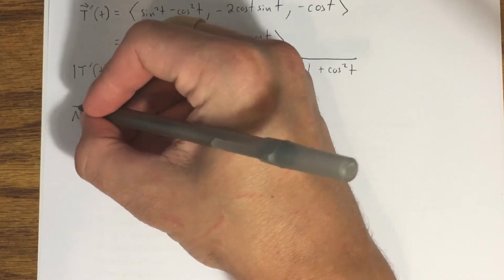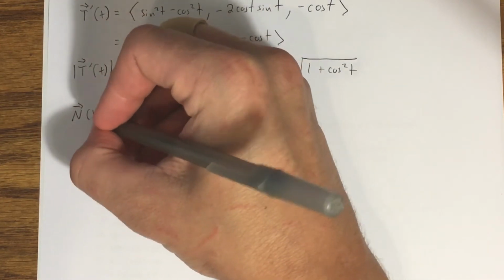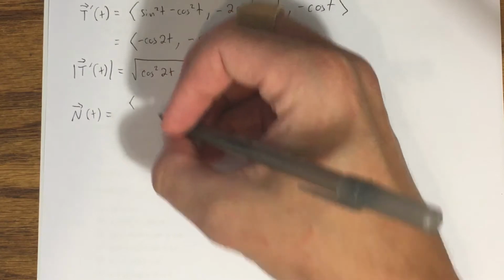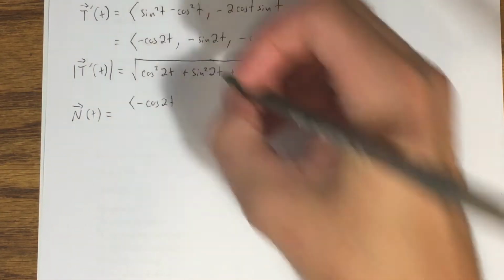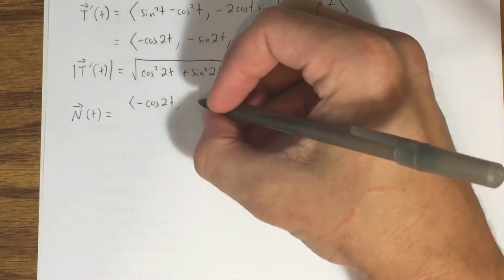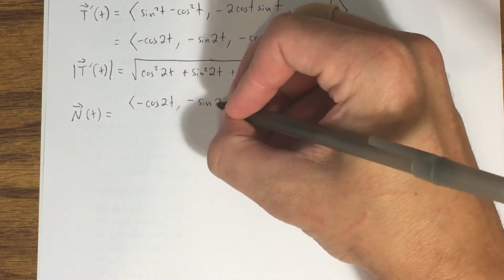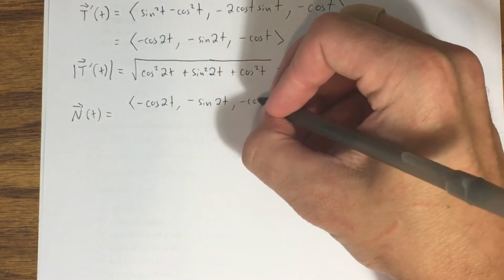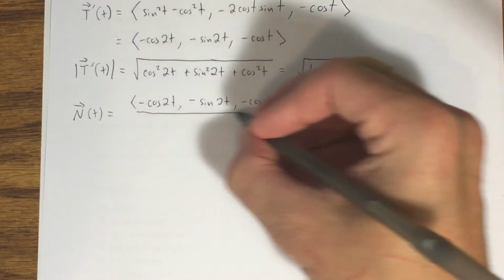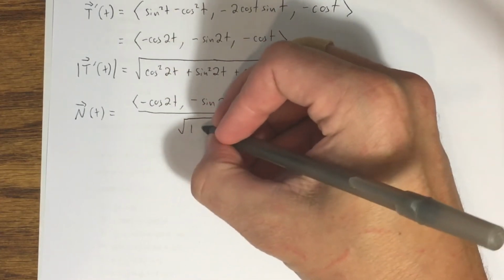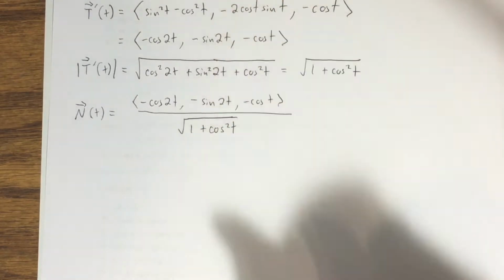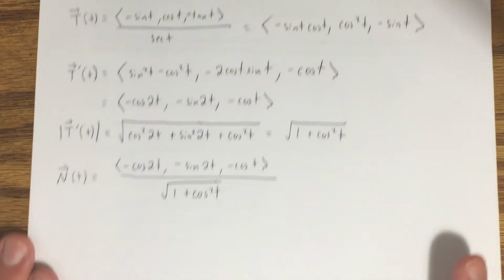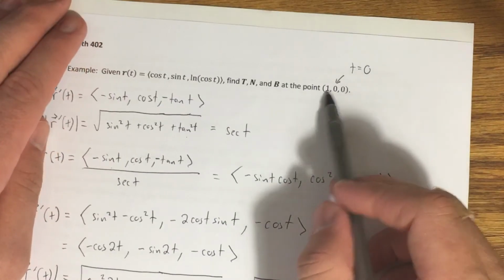So that tells me that n of t is equal to negative cosine of 2t. Remember, this part up in the numerator is going to be T prime, so that's negative cosine of 2t, negative sine of 2t, negative cosine of t, and we're dividing that by the square root of 1 plus cosine squared of t.